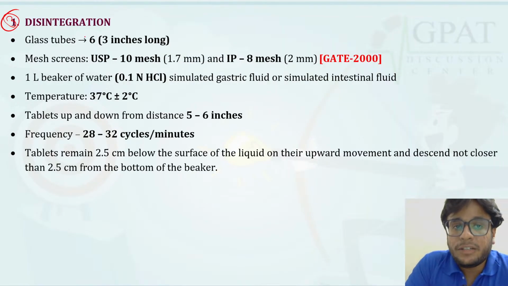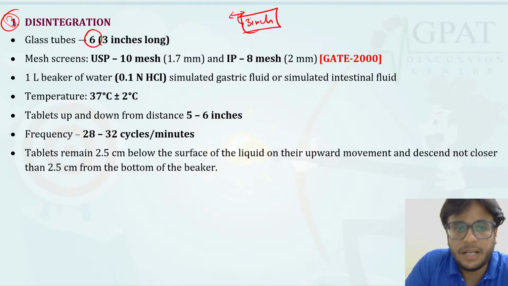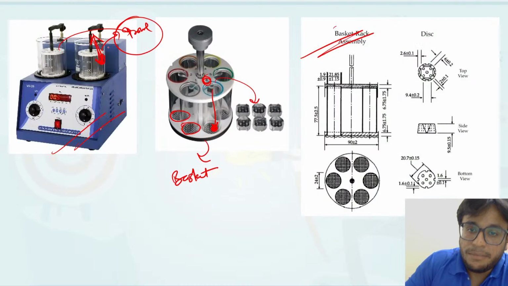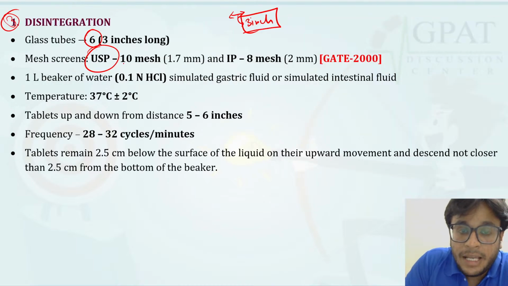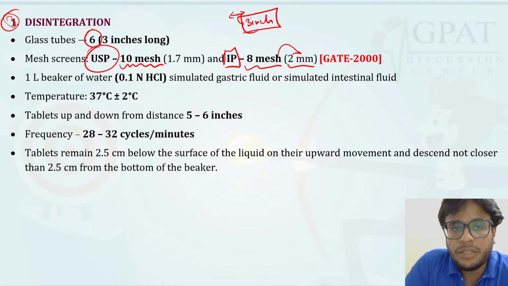So how many glass tubes are there? There are 6 glass tubes, and each glass tube is of how much width? It is 3 inch in width. Okay, then as per USP, as we discussed, there is a mesh present at the end of each basket. We have discussed that in the USP apparatus it is of 10 mesh size, but for the IP it is of 8 mesh size. What is the diameter of 8 mesh size? That is 2 mm. And the diameter for the USP 10 mesh size is 1.7 mm.